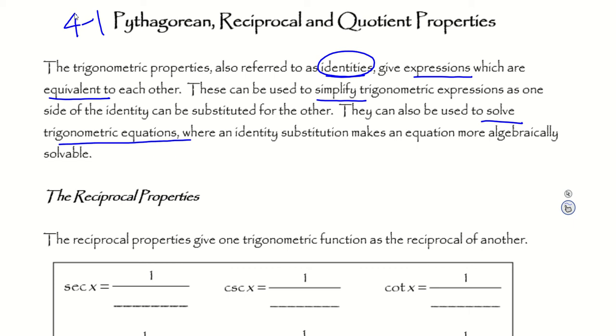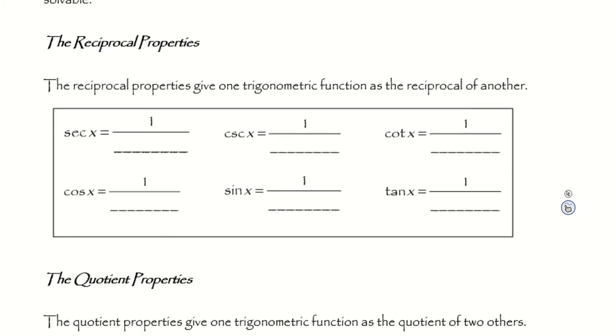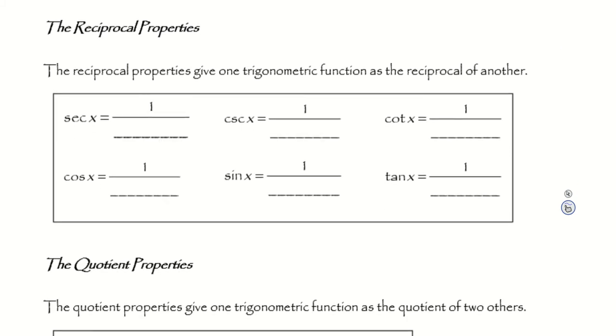So in these first notes, we're going to look at 4 sets of properties or identities. Our first set are called the reciprocal properties. Okay, so this is set number 1. The reciprocal properties define or give an equivalent to one trigonometric function as the reciprocal of another. So hopefully this is not new to you.